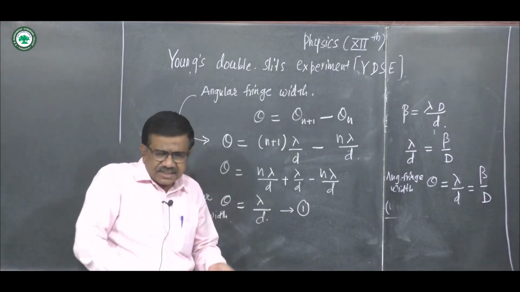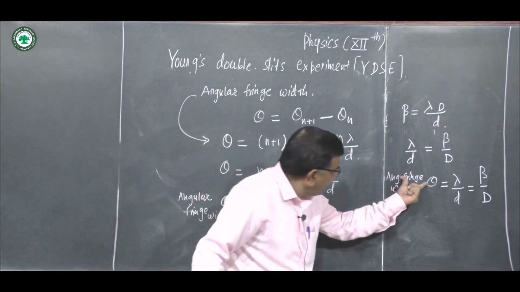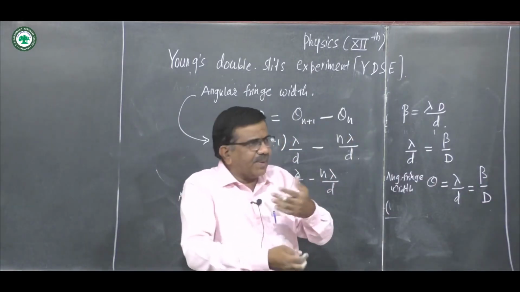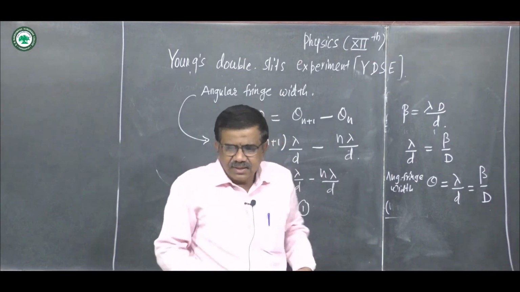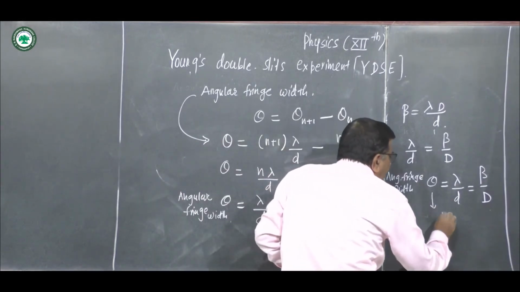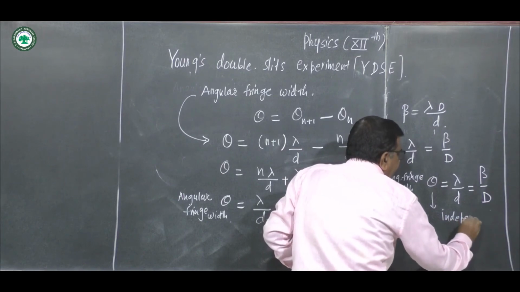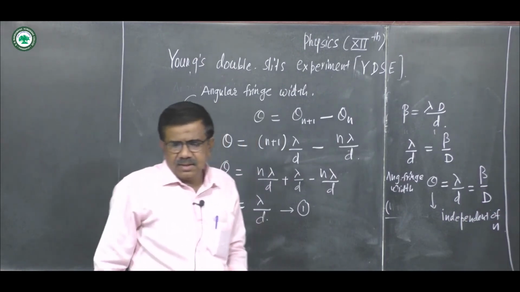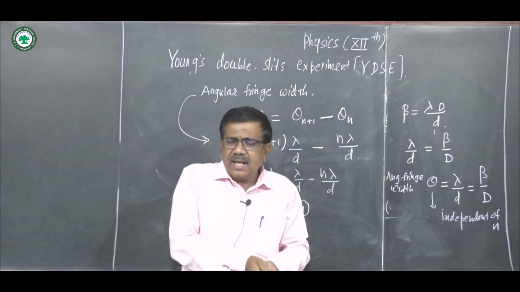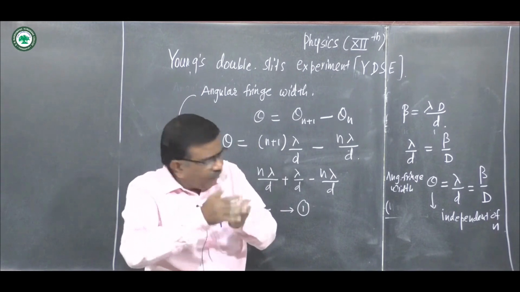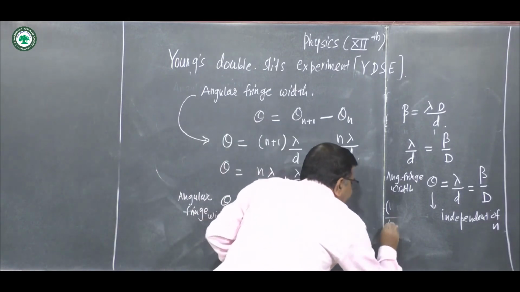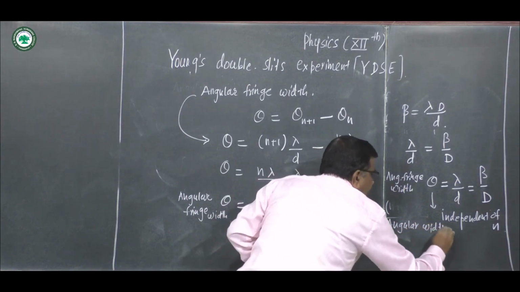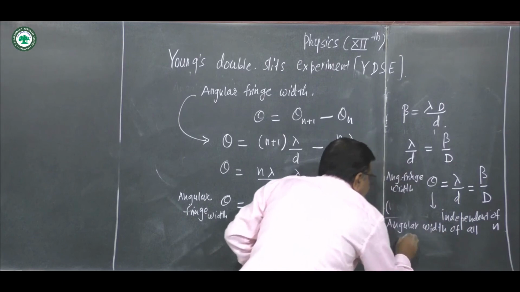From this expression it is clear that this angular fringe width does not depend on n, that is the order of fringe, whether it is first bright or second bright. It is independent of n, that is the order of fringe. Hence, the angular width of all fringes is the same.